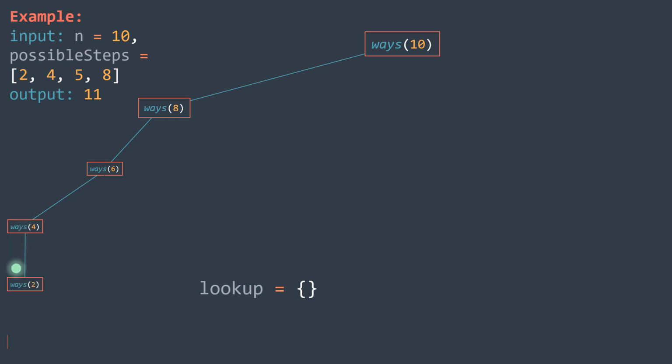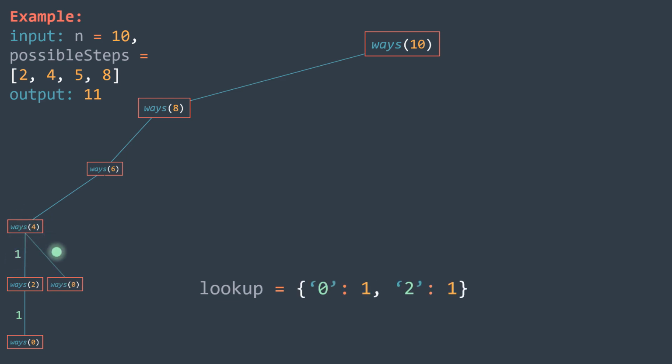4 minus 2 is 2, and 2 is not present. 2 minus 2 is 0, and n equal to 0 is the base case. But before returning 1, we store it in the lookup map and we return. Now 2 can't call with 2 minus 4, 5, or 8 because n would be negative, so the sum of ways to reach step 2 is 1. We store it in the lookup map and we return.